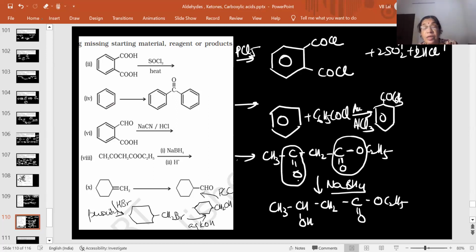Why did I add HBr in presence of peroxides? If I just add water here, what will happen? I will get this compound, which I don't want, right? If I just add water, I will get CH3 and OH will come here. I want the OH to come on the terminal carbon. Then only I can do oxidation correctly. So I will get CHO here. So that is a little tricky. That's how.